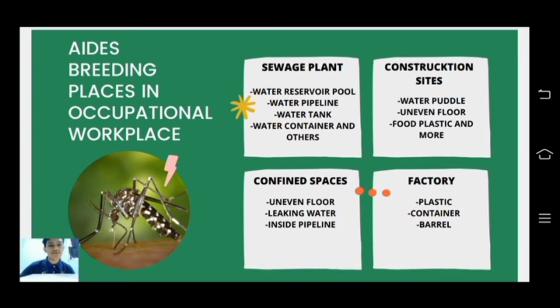Inside confined spaces, Aedes mosquitoes breed inside uneven floors that contain water, at leaking waters, and inside water pipelines. In factories, Aedes mosquitoes breed inside plastics, containers, barrels, and other packaging that can contain rainwater or water.